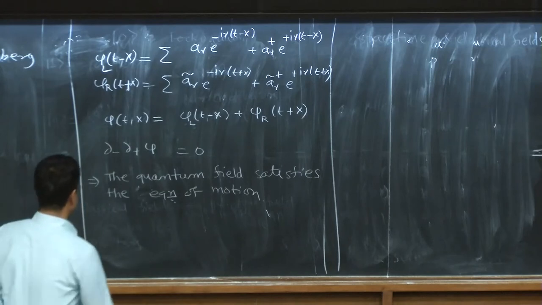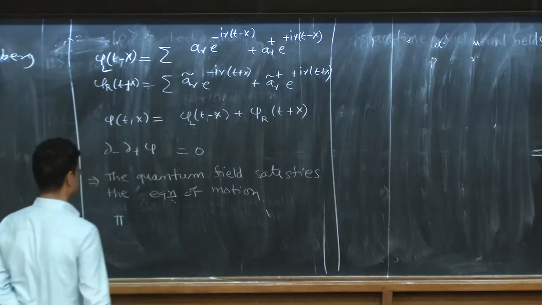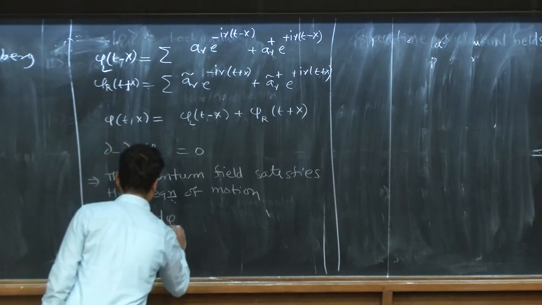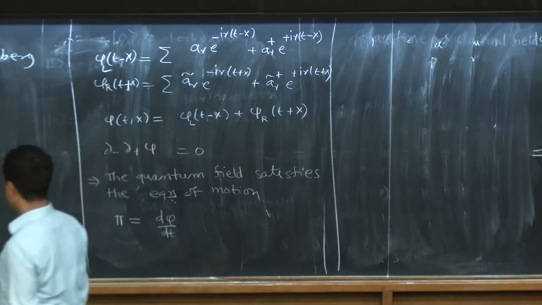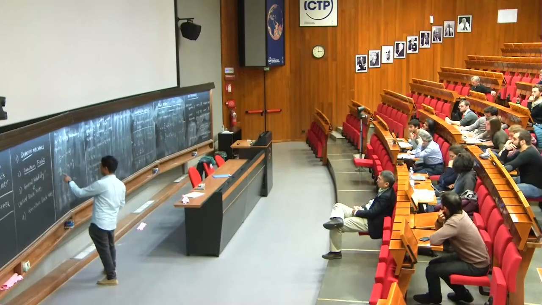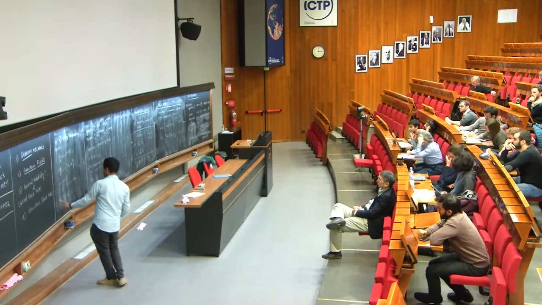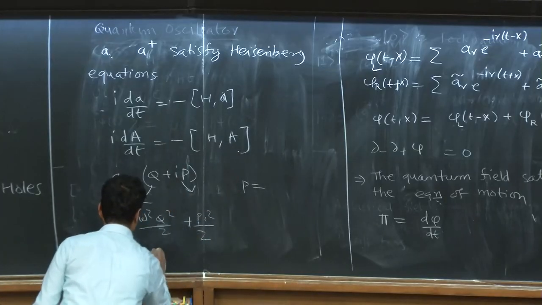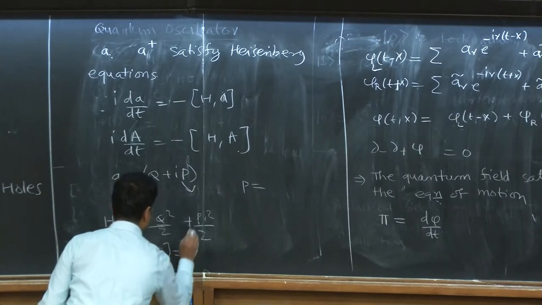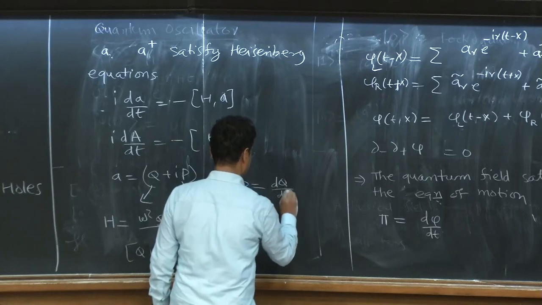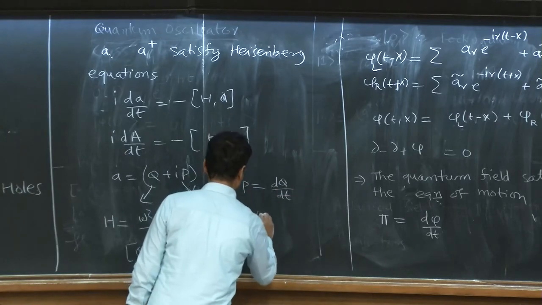Moreover, you can define an operator pi, which is the derivative of phi, d phi by dt, which is an exact analog of this p. If you look at the equations of motion of p, because the Hamiltonian is really just p squared upon 2, and the commutation relationship of q and p is i, this is the famous Heisenberg commutation relation, p was simply dq by dt. And this is sometimes called the conjugate momentum.